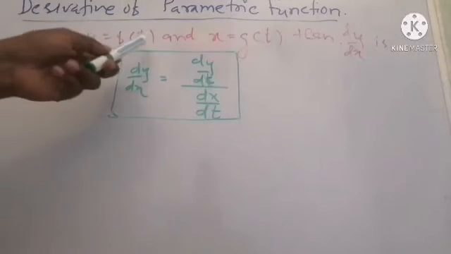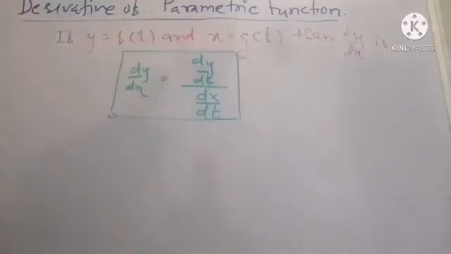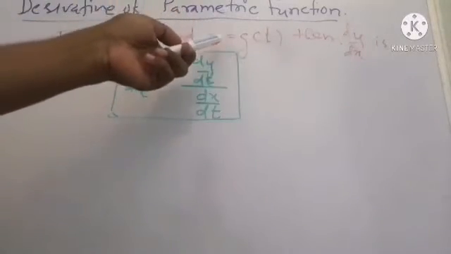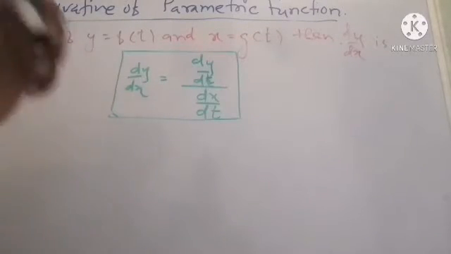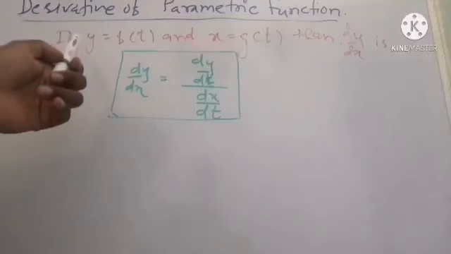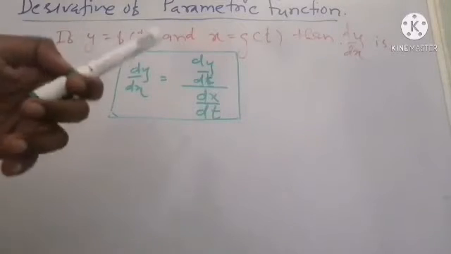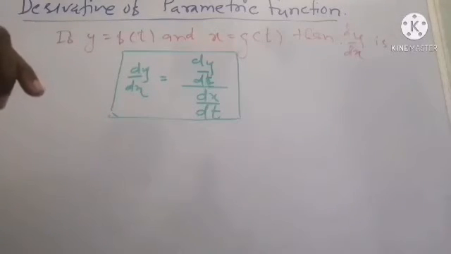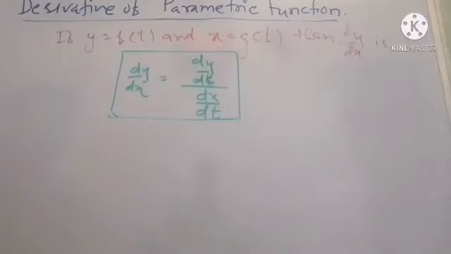Here y is a function of t, that means y is expressed in terms of t, and x is also a function of t, it means x is also expressed in terms of t. Such a function is called a parametric function. Now what we have been asked is dy by dx, that means the derivative of y with respect to x. If y is a direct function of x, as in an explicit function, we get dy by dx directly. But here y is a function of t and x is also a function of t.